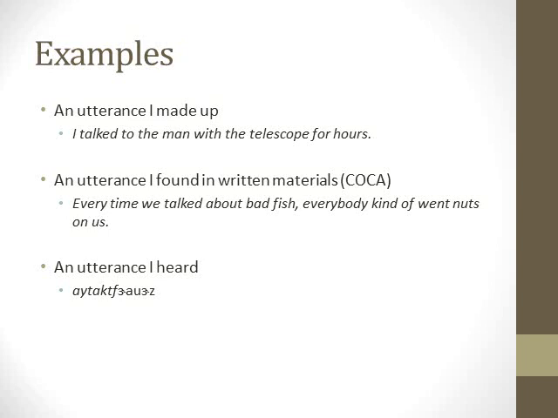So in the first one, I talked to the man with the telescope for hours. If we sit back and we try to make some observations about this, we describe what's going on. We might be able to say that the sentence is relatively long. We can talk about that there are nouns and verbs. We can also talk about meaning. In this sentence, there's at least two meanings. Either the man has the telescope or I do. And those all are observations we can make.